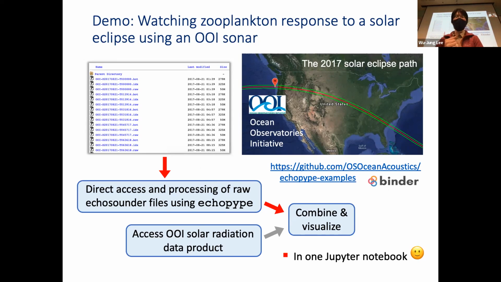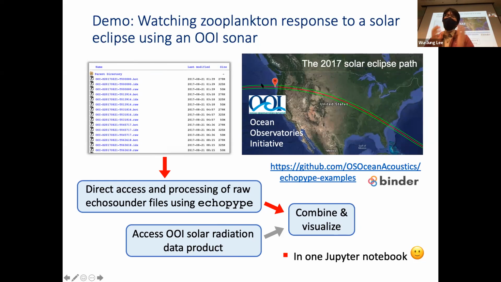The OOI also has sonar and solar radiation data. What we're doing here is pulling the data from the day of the solar eclipse a few years ago. That particular upward-looking echosounder happens to be in the totality zone. So you can see very cool pictures, and I'll show you in the next slide, by pulling together the echosounder data stream and the solar radiation data stream. You'll be able to see the animals' response to the solar eclipse.